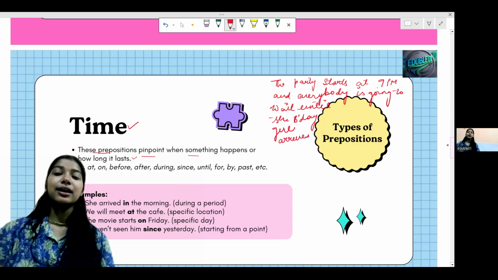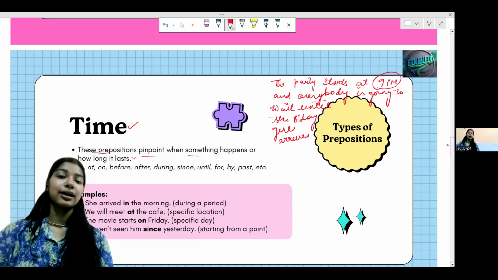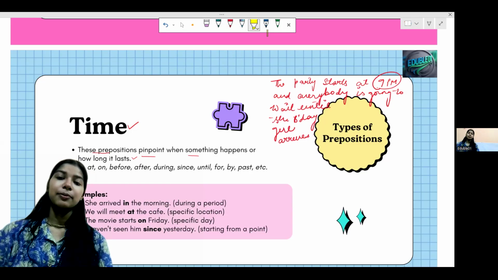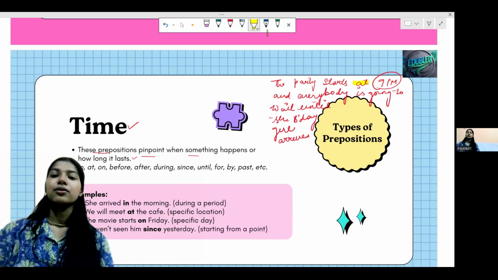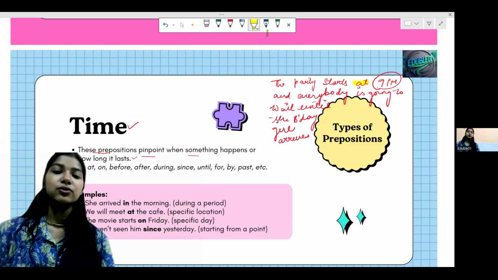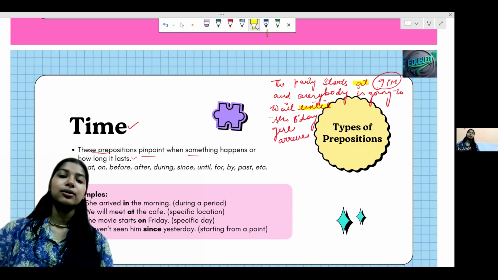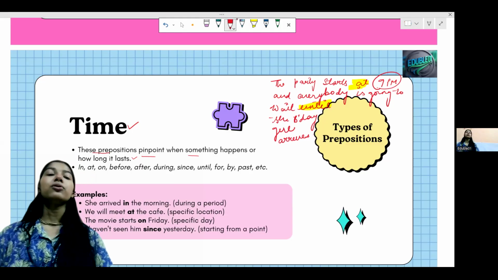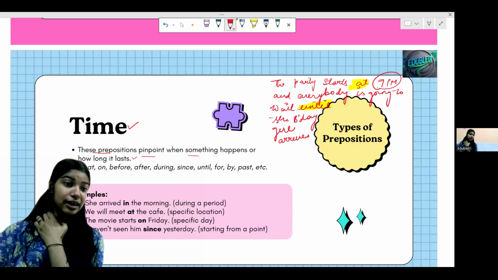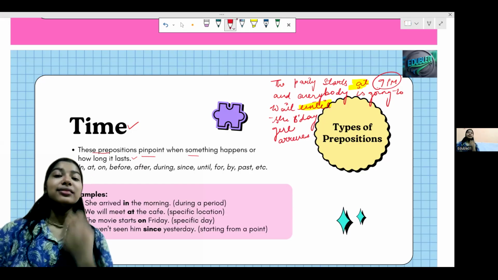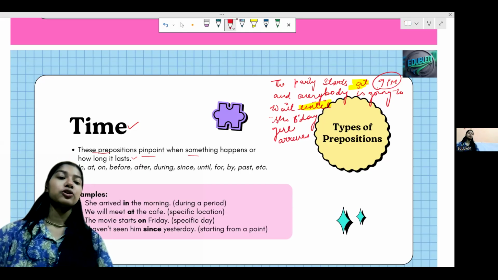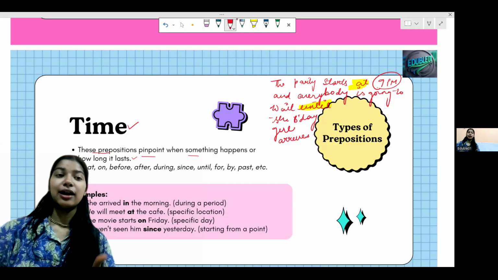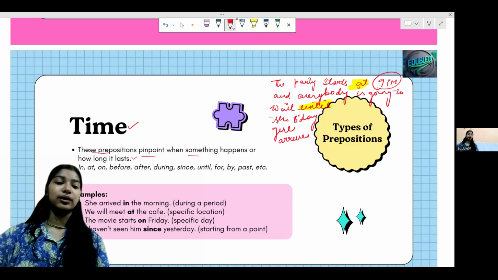The party starts at 9 p.m. So it's telling us, you can say, the party starts at 9 p.m. Okay, and everybody is going to wait until... Okay, so here you can see that the words at and until both tell us the time when the thing is going to happen and how long the people are going to wait.